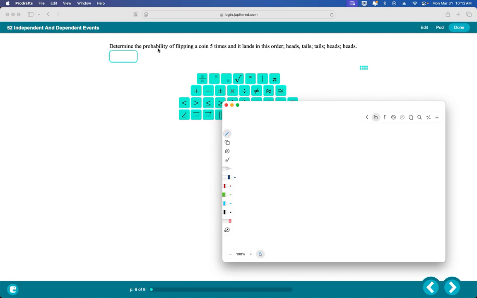So we're going to determine the probability of flipping a coin 5 times. So the probability that it will land 5 times: heads, tails, tails, heads, heads. These are the outcomes that we want. Now we're going to write the problem to determine what that probability is that if we flip a coin 5 times, it will land in this order.